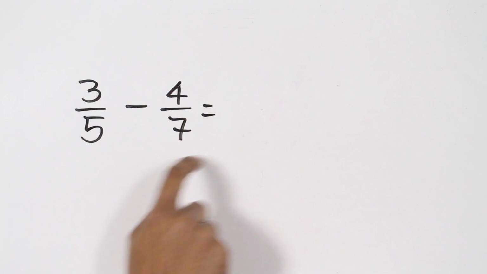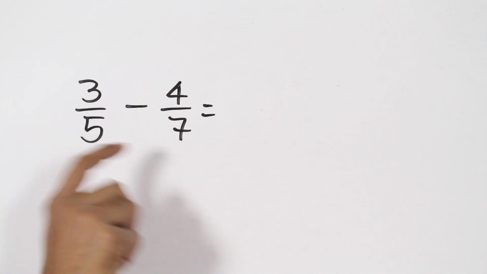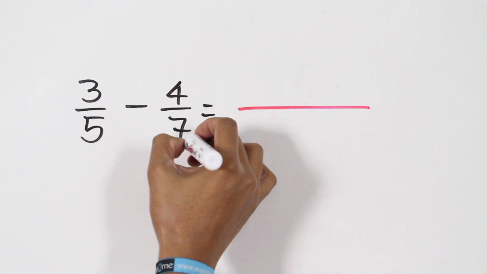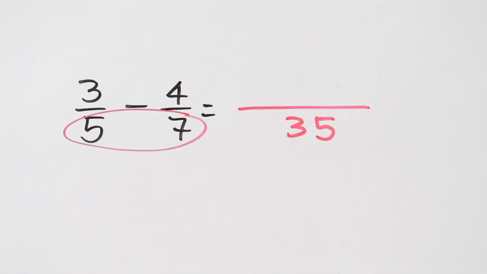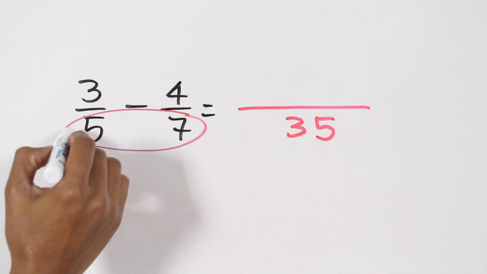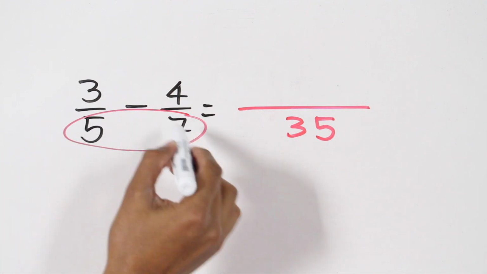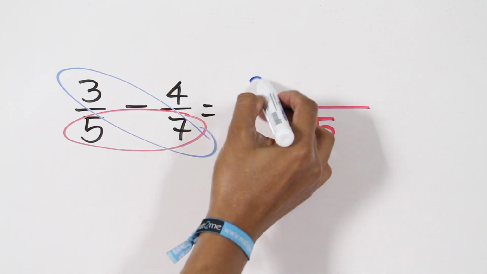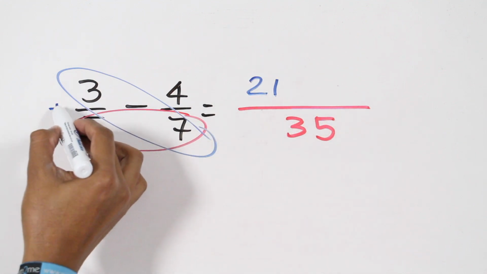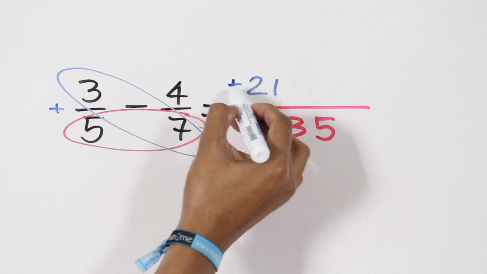Step number 1. Multiply straight all the bottom numbers. 5 times 7 equals 35. Step number 2. Multiply the top number of the first fraction by the bottom number of the second fraction. 3 times 7, 21. And we keep the same sign of the first fraction.